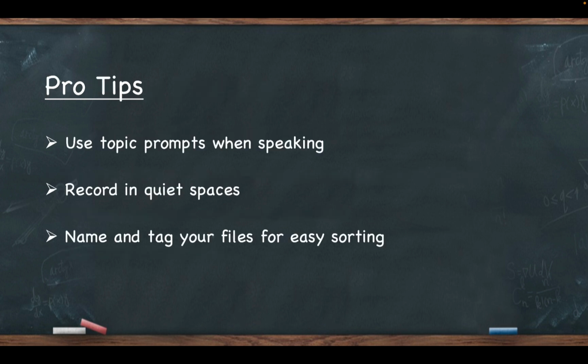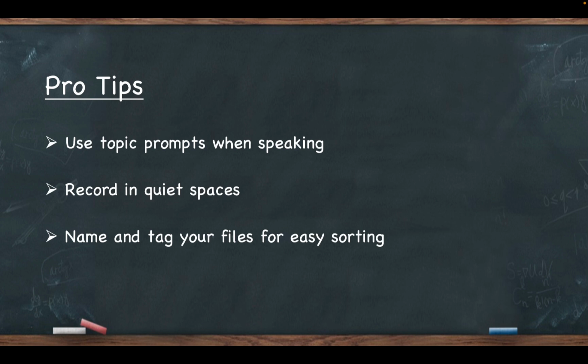Now, here are some professional tips. Firstly, you can use topic prompts when speaking, right? And your topic prompts can basically be the things that are on your sticky notes, just so that you know exactly what you want to say at each point in time, and you have a very good flow, and also so that you don't pause unnecessarily and you have something that is triggering your brain to produce the words that it needs to produce.